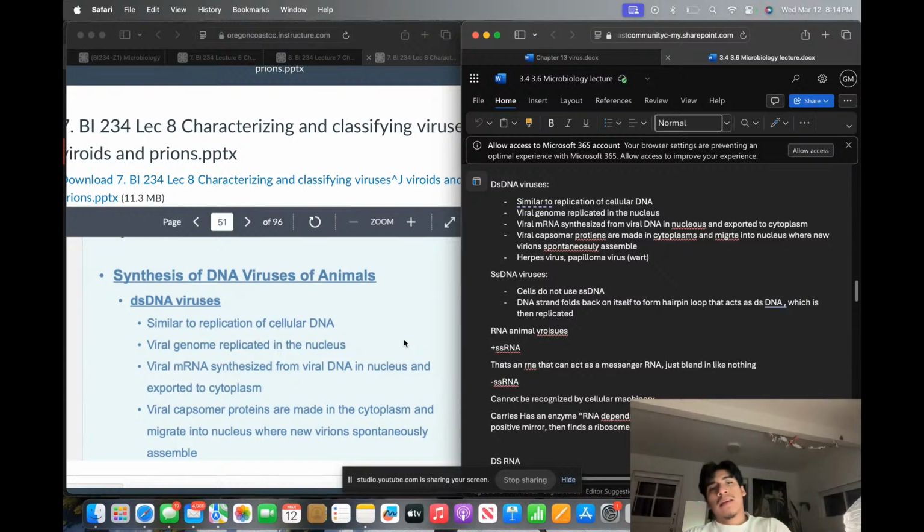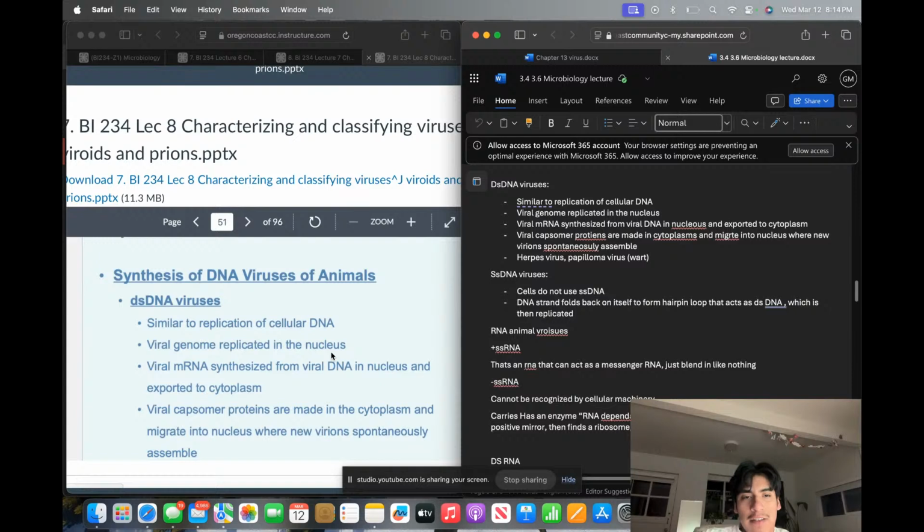All right. So double-stranded DNA viruses are similar to replication of cellular DNA. The viral genome is replicated in the nucleus, alongside the other DNA, because now we're dealing with animal viruses. Viral mRNA is synthesized from the viral DNA, and that mRNA is going to go to the ribosomes and tell them to make proteins for virus synthesis. So this is the most straightforward way.